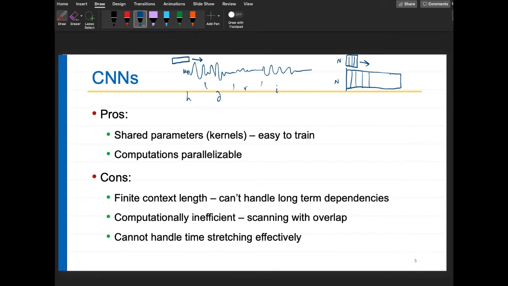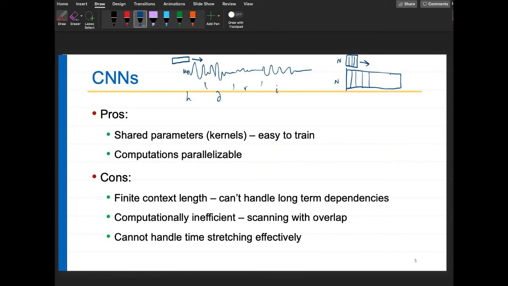What is the advantage of CNN? Shared parameters. Let us say this kernel is looking for "hur" and it finds it everywhere. So there is the temporal shift property, if you remember. Temporal shift does not hinder your match in CNNs. Because of sharing of parameters, the same kernel operates over the entire image or sequence, so it becomes easy to train. And computations are parallelizable. How? Because you're just multiplying everything independently.